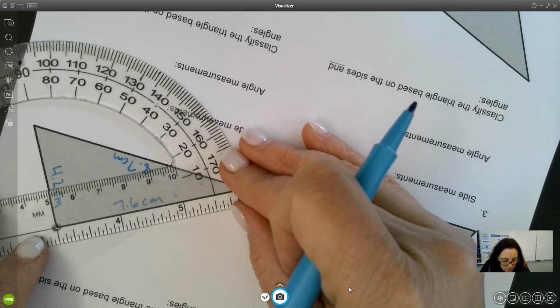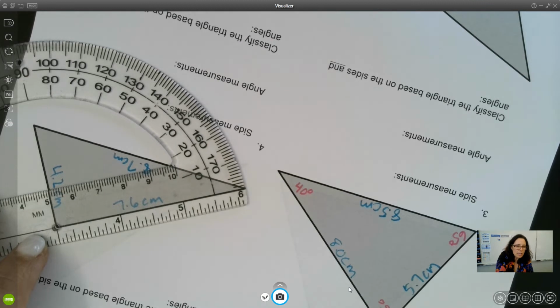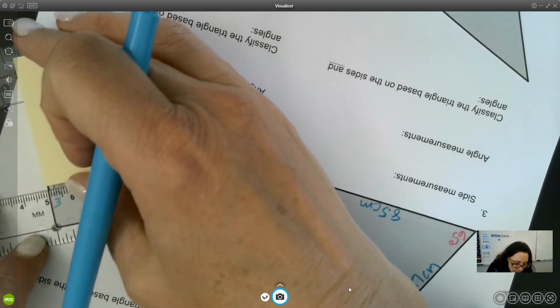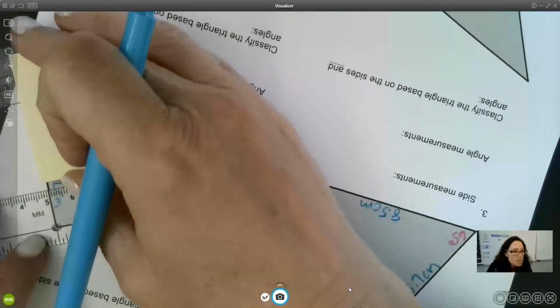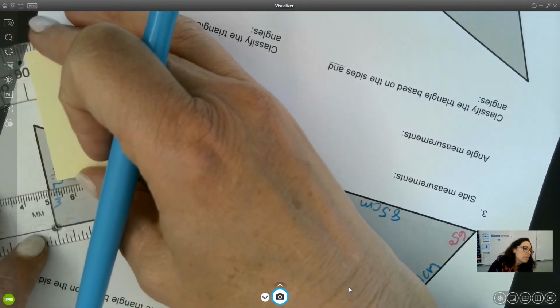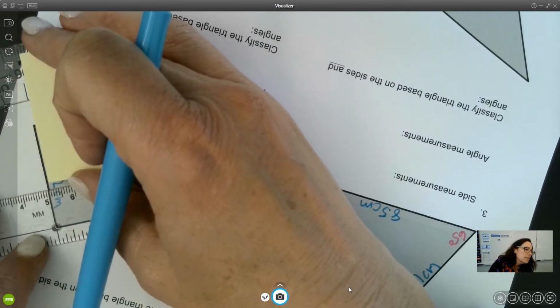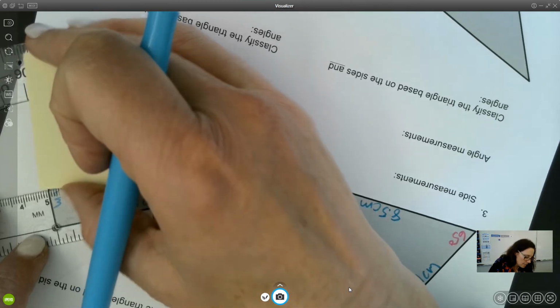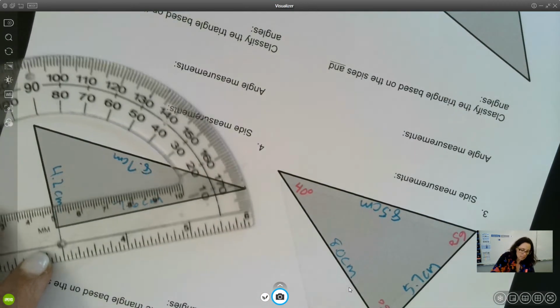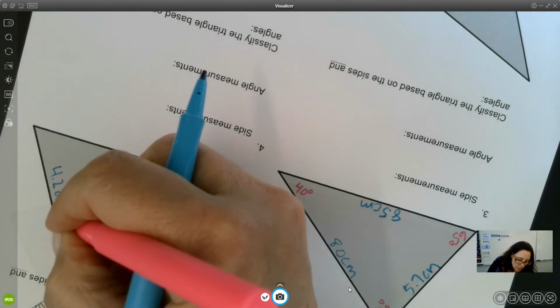Okay, this looks to be pretty straight up 90. And if it helps, elongate that line to see that it goes through the 90 up there. Okay, so 90, I'll keep in my pink for that.